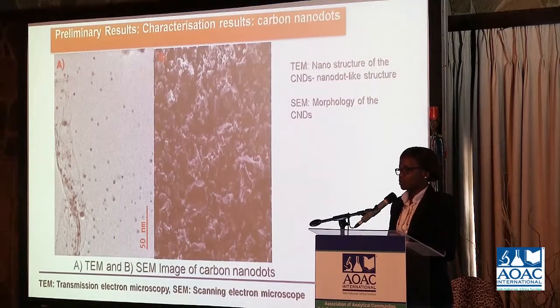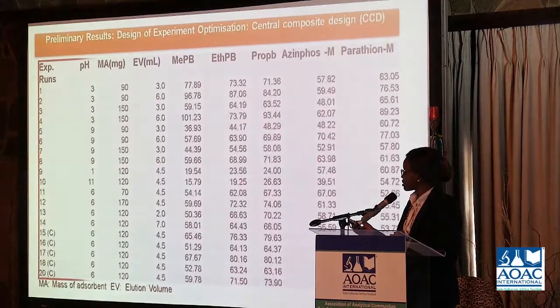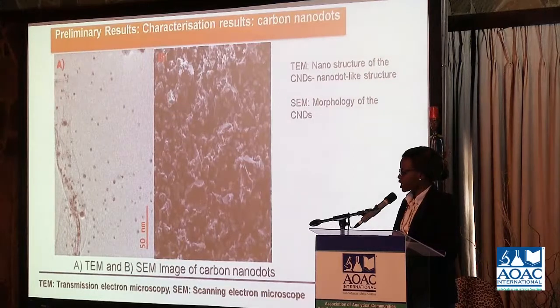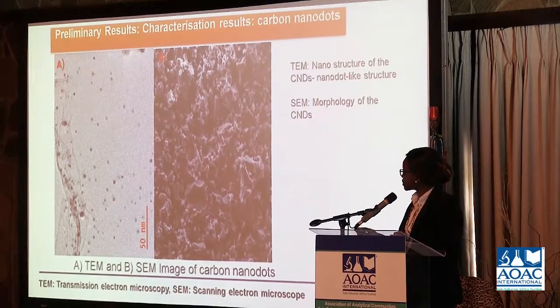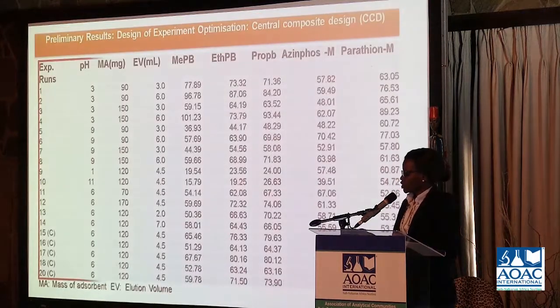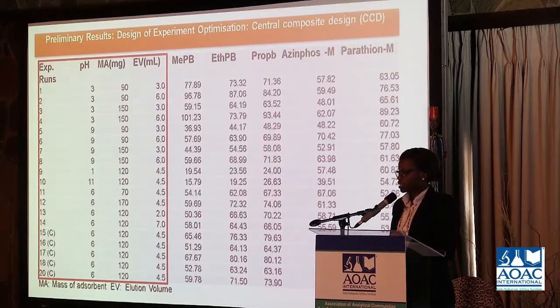For the characterization of my carbon nanodots, we use scanning electron microscopy for investigating the morphology of the carbon nanomaterials, and we use transmission electron microscopy for checking the nanostructure of the carbon nanodots. As you can see in image A, it shows the carbon nano-like structure of the carbon nanodots, it confirms it. And in image B, you can see the morphology of the carbon nanodots. So these are my preliminary experiments because the work is still ongoing.